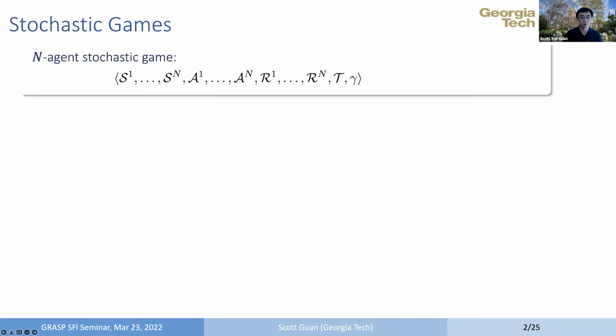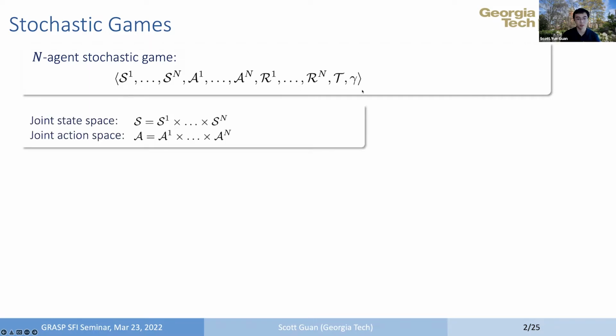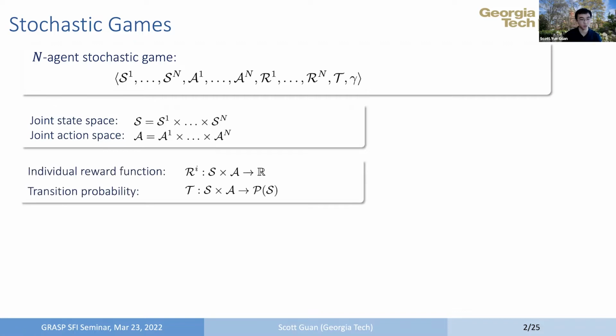In this talk, we will focus on the stochastic game framework to model the environment for the multi-agent decision-making problems. In an n-agent stochastic game, we define the game through the following tuple here. We have n individual state spaces and action spaces, each for a single agent, n reward functions, a transition function, and a discount factor. The joint state space and the joint action space are defined as the Cartesian product space, and each agent's reward depends on the state of all agents and the actions taken by all agents, and this reward function will give you a real valued reward.